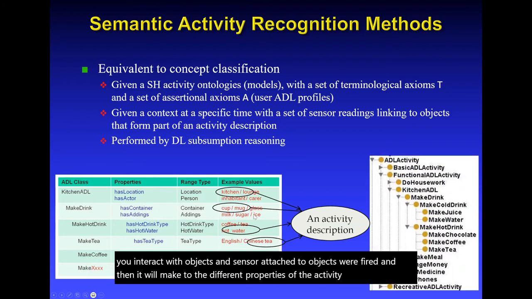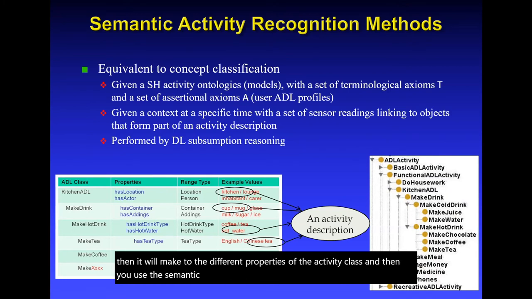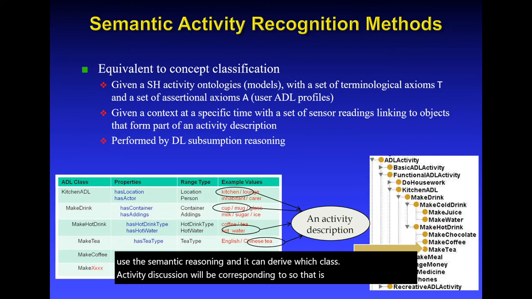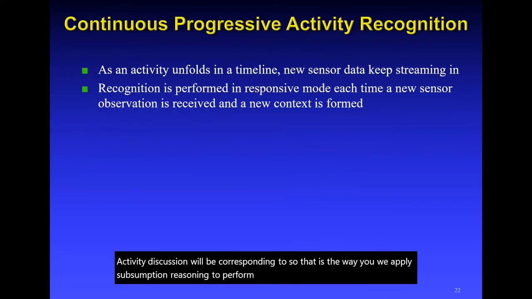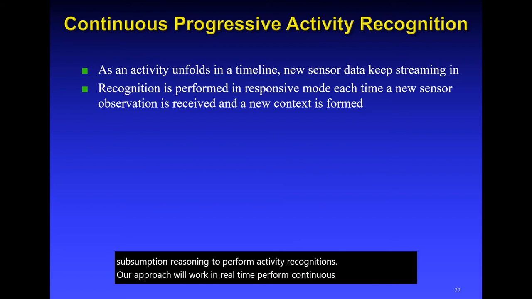Then you use semantic reasoning and it can derive which class that activity description corresponds to. That is the way we apply subsumption reasoning to perform activity recognition. And our approach works in real time, performing continuous progressive activity recognition.